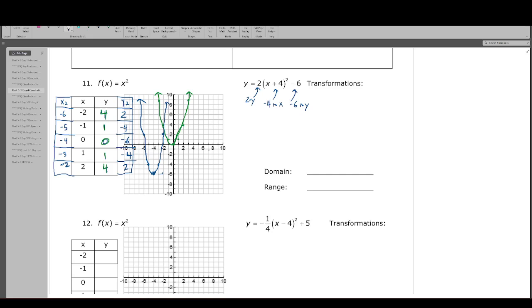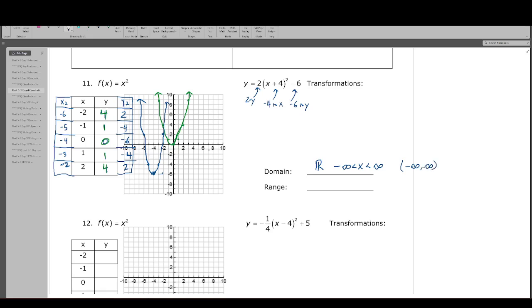Okay, our domain for both of these is going to be all real numbers, which we can write that way, or negative infinity less than x less than infinity if you're into that. Or even if we write it in interval notation, negative infinity, comma, infinity. So lots of ways to write it.